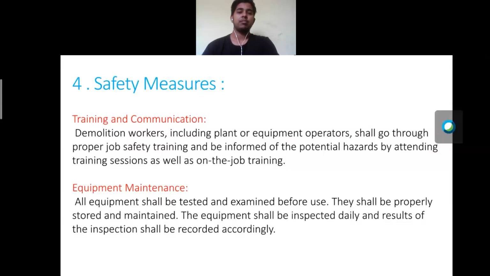All the equipment shall be tested and examined before use to cause no problem during the demolition. They shall be properly stored and maintained. The equipment shall be inspected daily and the results of the inspection shall be recorded accordingly. Next.